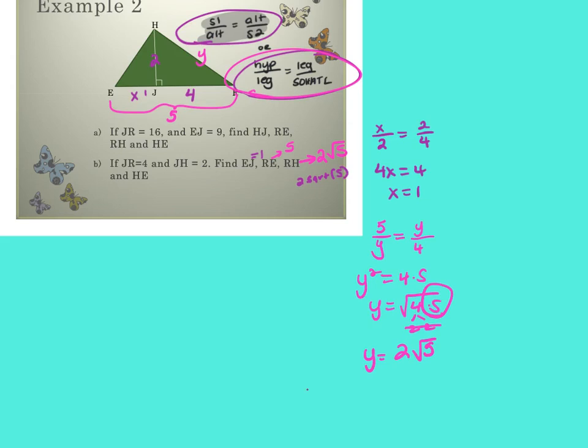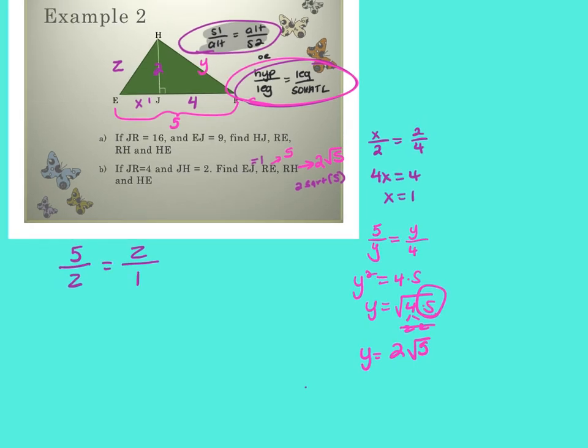And the last one is HE. So let's put a Z on there. Again, that's a leg, so I'm using hypotenuse over leg equals leg over segment of the hypotenuse adjacent to the leg. So hypotenuse is 5, over the leg is Z, equals the leg, which repeats as Z, over the segment of the hypotenuse adjacent to the leg. This time that's 1. Cross multiply, I get Z squared equals 1 times 5, which is 5. Z equals the square root of 5, which is going to stay as square root 5. If this was on my test, it would just be square root 5.